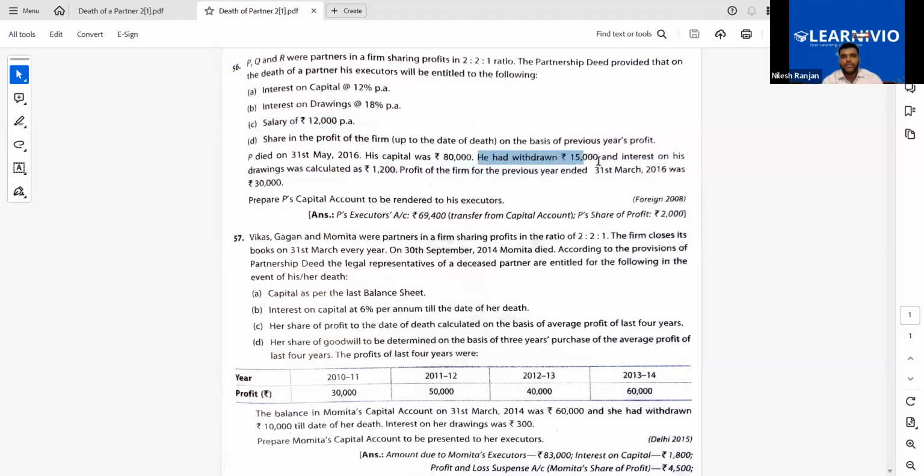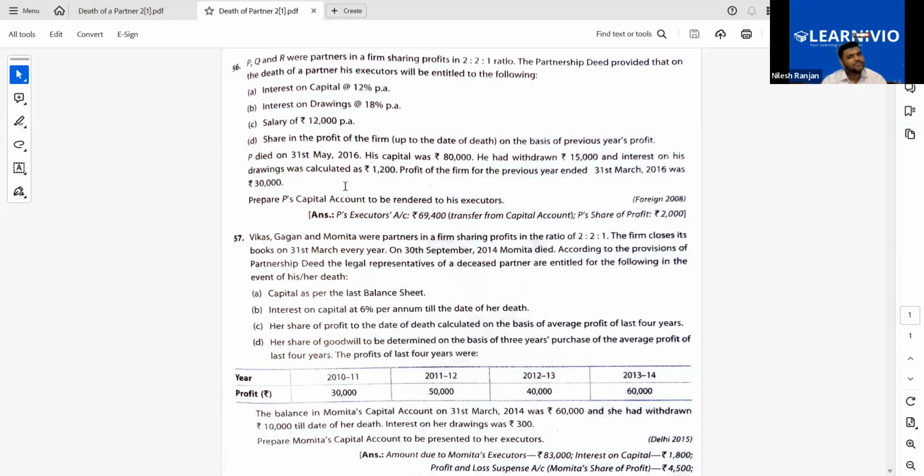One more thing which is written here: he had withdrawn 15,000. It means 15,000 will be on the debit side of his capital account. And the previous year profit is given, so on the basis of this, we have to calculate current year profit. After that, you have to prepare the capital account by taking all these items into account.